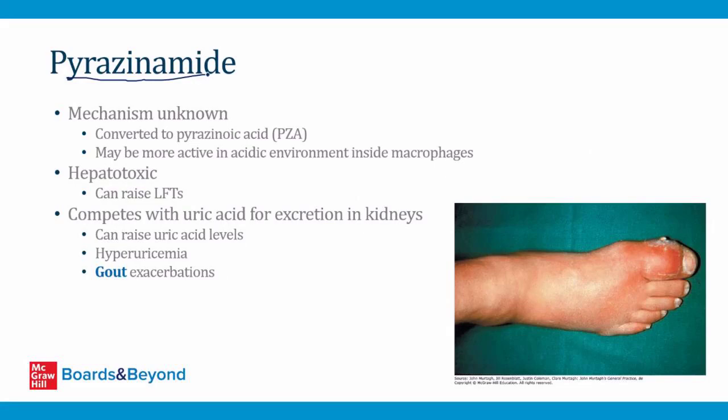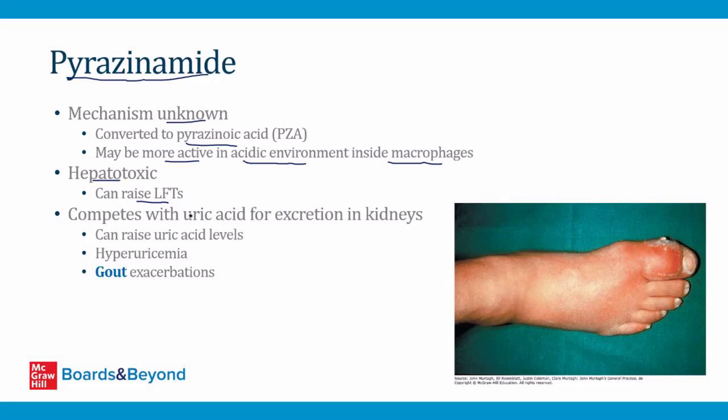Pyrazinamide is another tuberculosis antibiotic. Its mechanism of action is unknown. It's converted to a substance called pyrazinoic acid, and it's thought that this may be more likely to happen in the acidic environment inside of macrophages where tuberculosis replicates, so this may help the drug to be more effective and active. It's potentially hepatotoxic, so you need to monitor the liver function tests just like we talked about for rifampin and isoniazid. And then you need to be aware that this drug can cause gout.